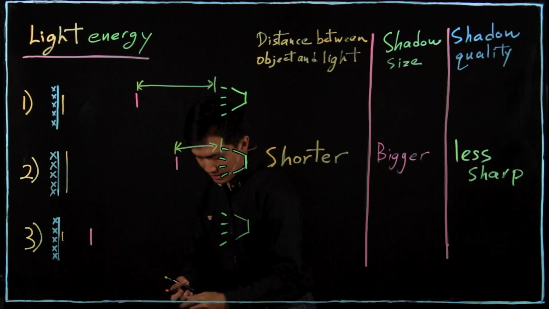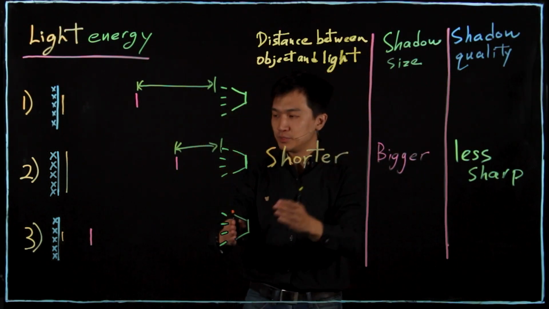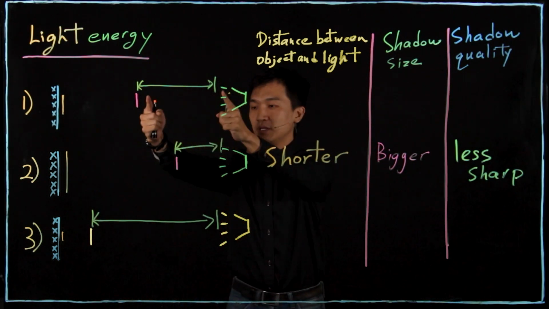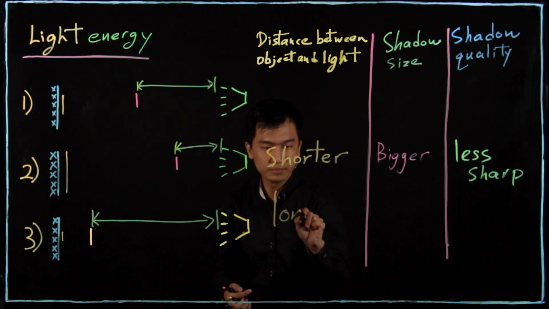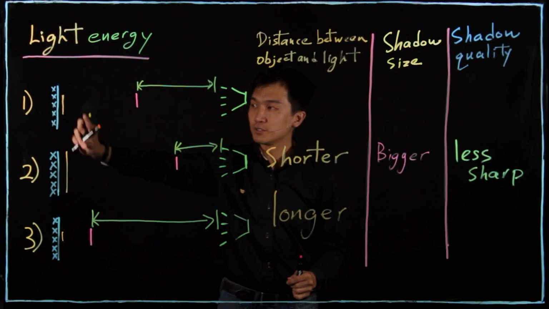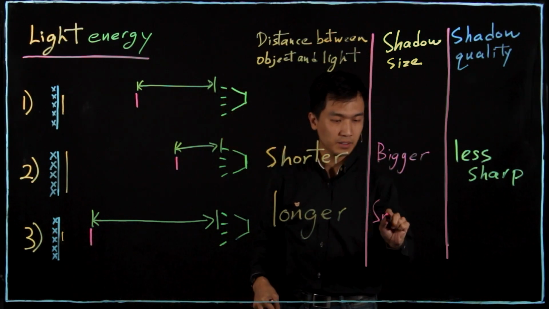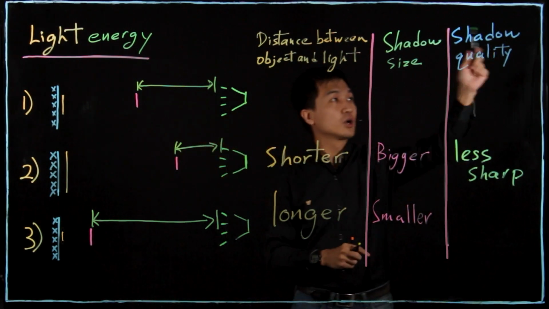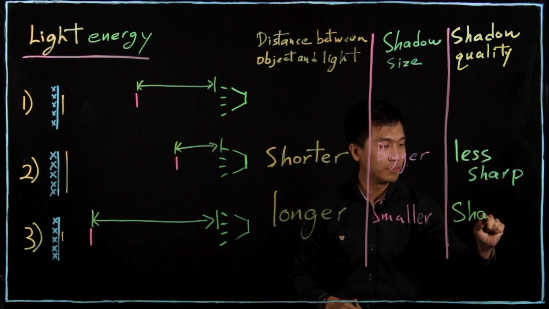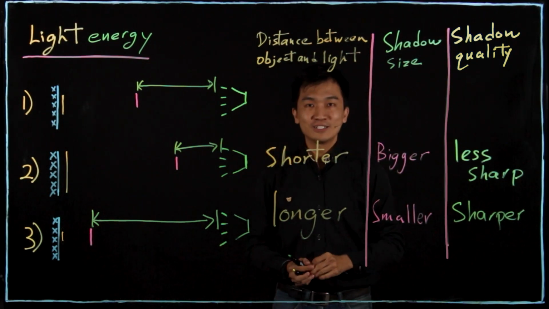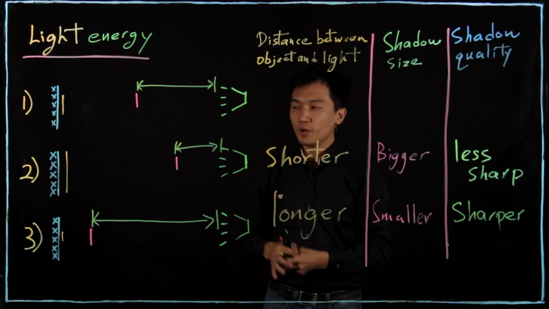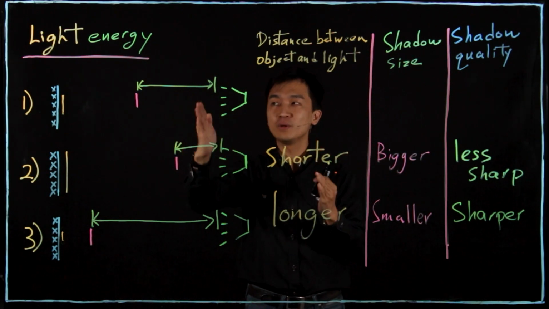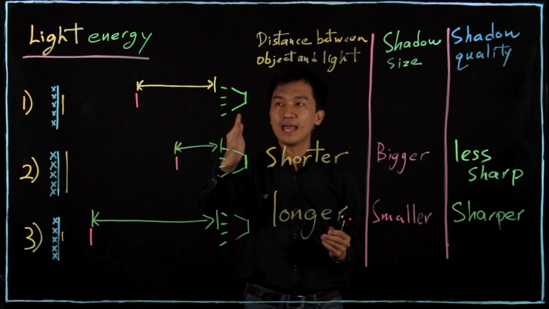All right? Now, let's look at number 3. If we were to make the distance between object and light longer as compared to the first one, the shadow size will become smaller, but the shadow quality will become sharper. So all this we can observe when we move the object and the distance. So what I want you to take note of is always the distance between the object and the light source.